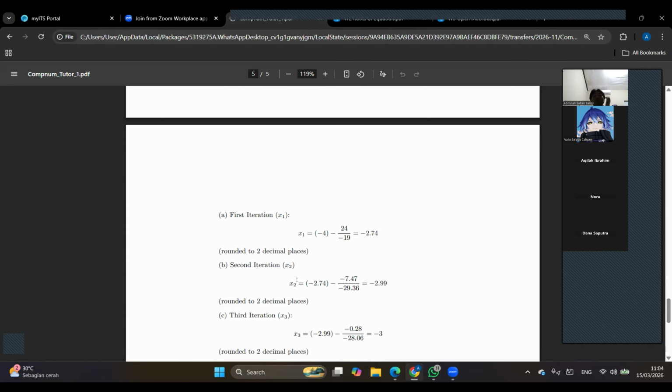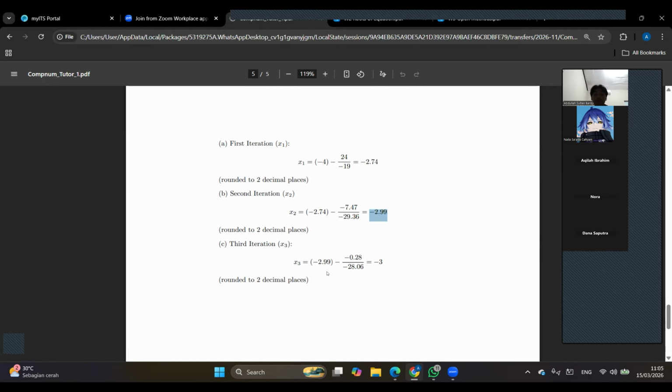And then we will do the same for the second iteration. We use this as the new x, minus 2.74. We substitute it here and then we substitute it into the function. So it's f(minus 2.74) and the derivative of f(minus 2.74). And we calculate this and then we will get minus 2.99. And for the third iteration, we will do the exact same thing. We calculate this and then we will get that x3 is equal to minus 3.